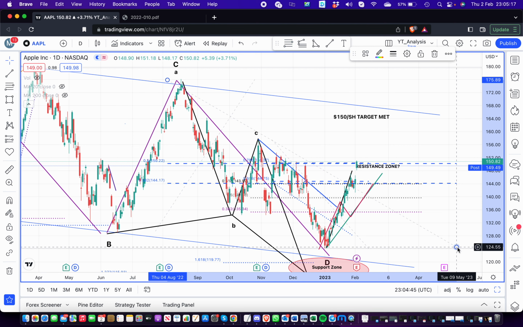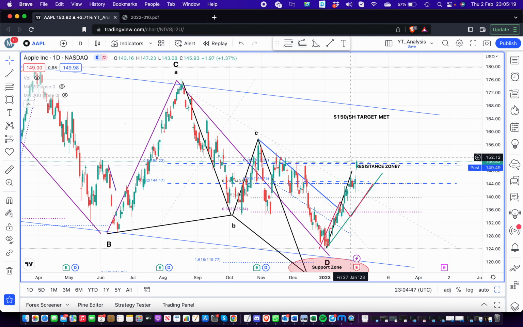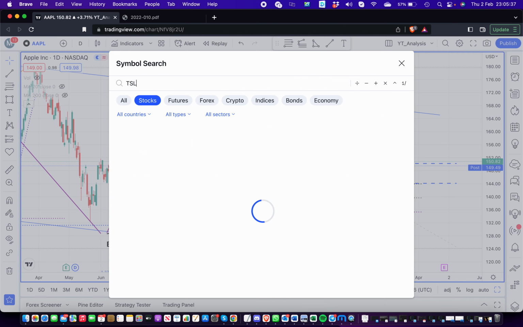So there is a confluence of two Fibonacci ratios here, which could be a level where it could face some resistance. So it is possible that this market corrects a little bit. But this is what we are watching, that our target is met, and we are just watching how the price action will unfold now. Okay, so let's take a look at Tesla.